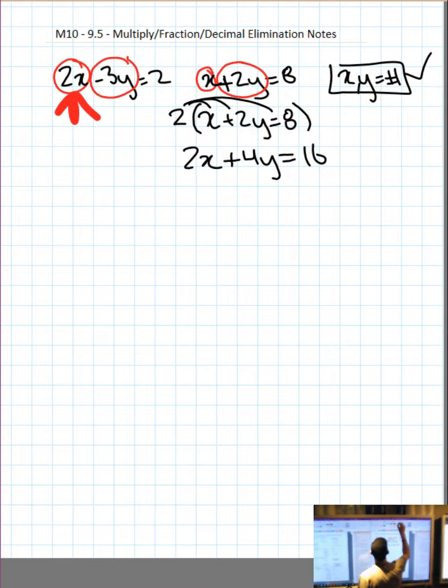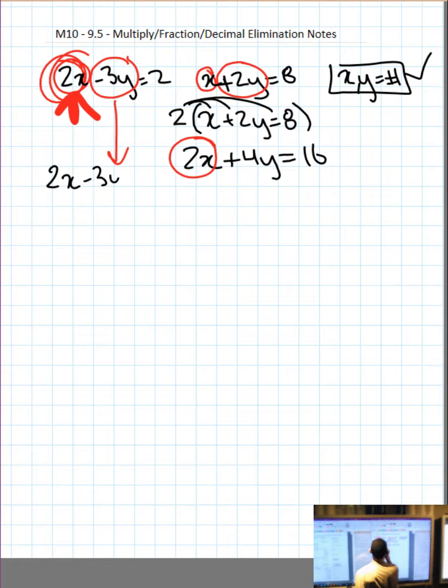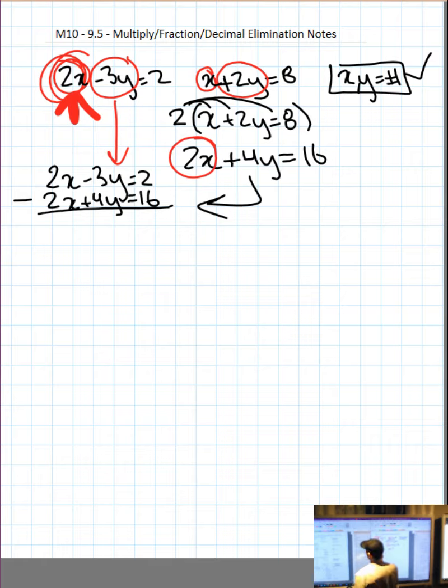Now, top left, we have 2x in front and we have 2x in front. So we're ready to put the equations on top of each other. Now, it would be too messy to do it where it is. So I'm going to move it a line down. 2x minus 3y equals 2. And taking this equation and putting it below it. 2x plus 4y equals 16 over minus, let's minus. Brackets around the equation on the bottom. We're going to minus because 2x minus 2x is 0.